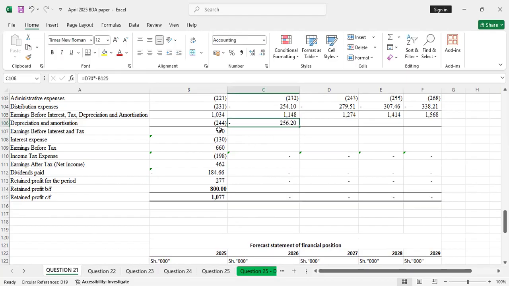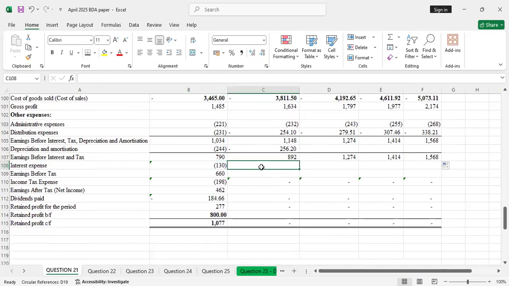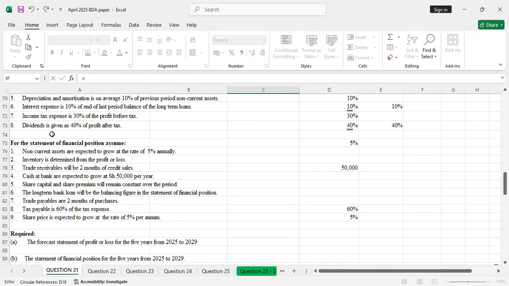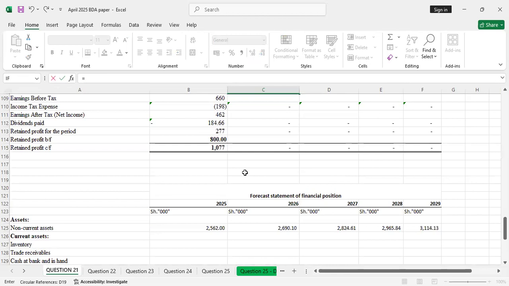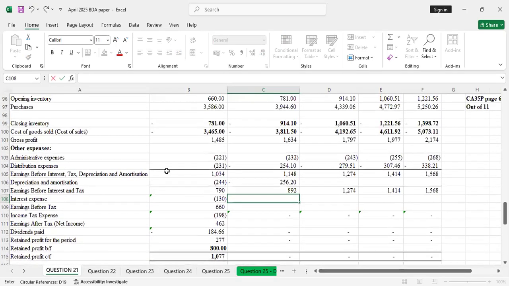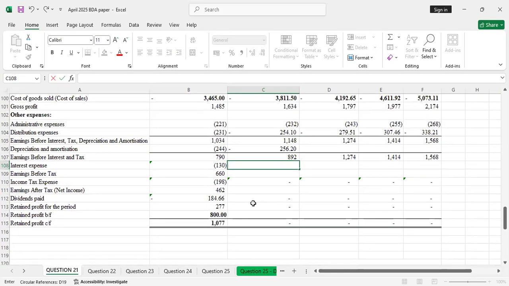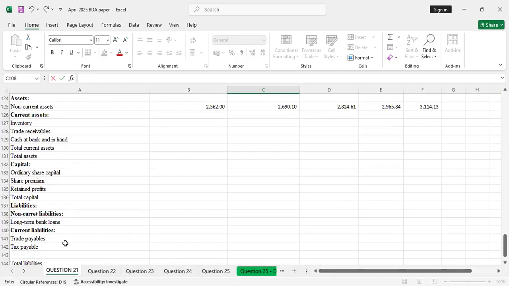So once you have that, earnings before interest and tax, I can just drag that. Yeah, that's correct. Then interest expense was what? Let me see. Interest expense is 10% of the end of last period of the long-term loans. Remember, we don't even have the long-term loans yet, so I'll leave it there. I'll continue with analyzing my forecast statement of financial position, so that now we can come back and get the interest expense. We don't even have the statement for 2025, so that I get to know the long-term bank loans, which is a balancing figure, we have been told.